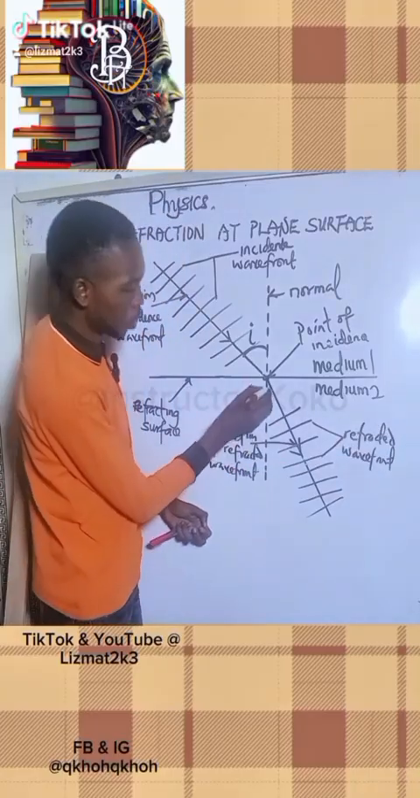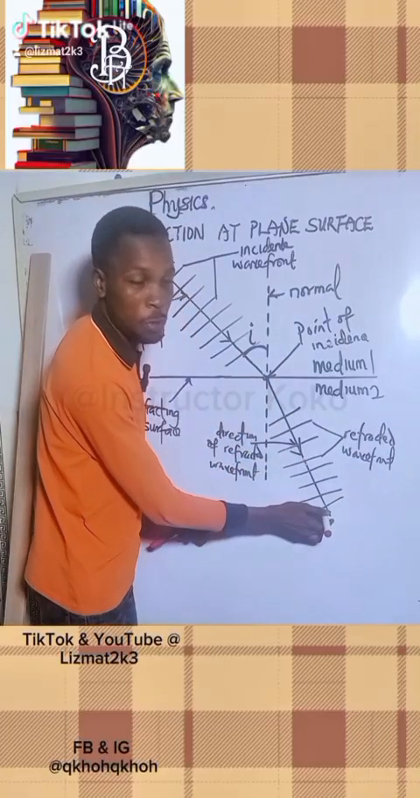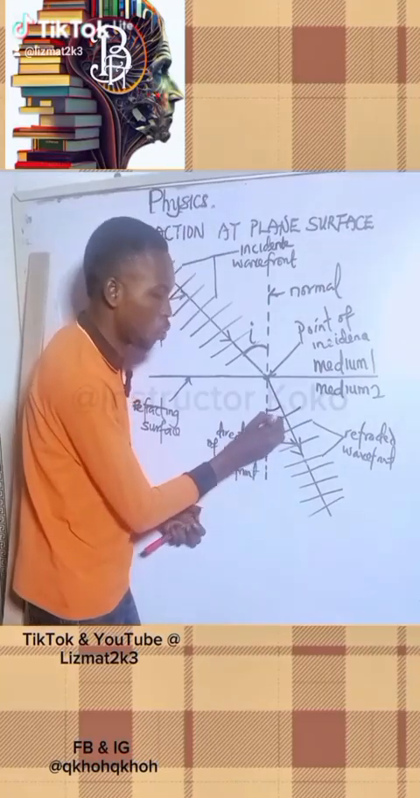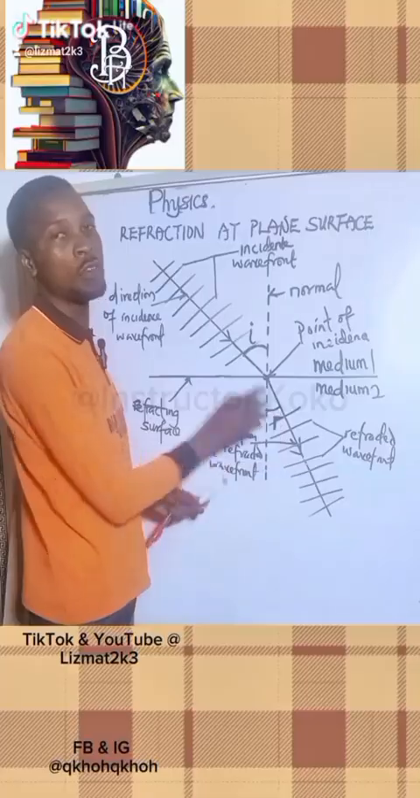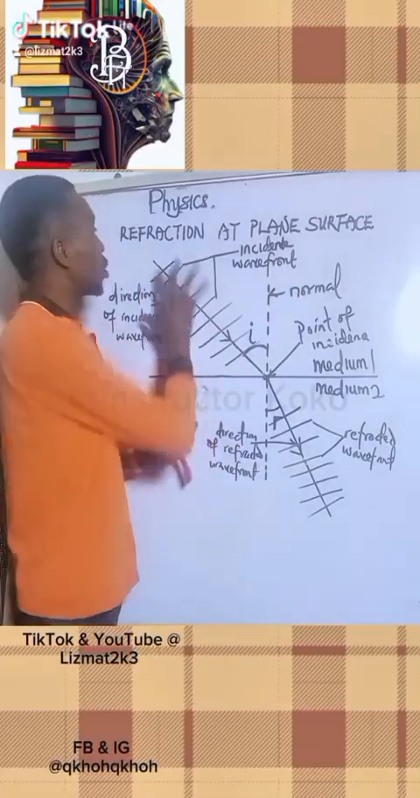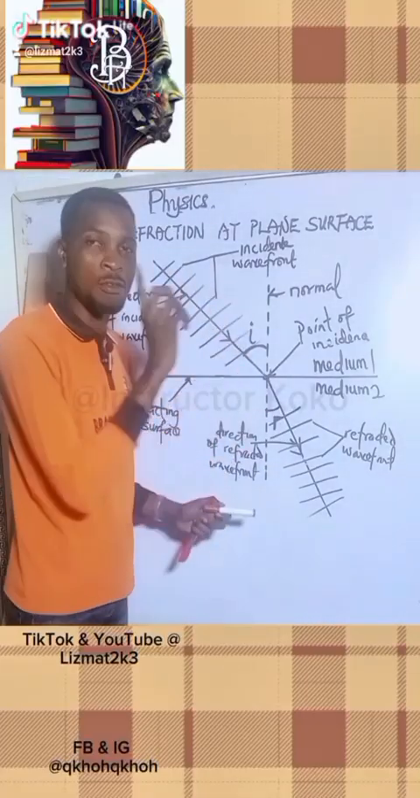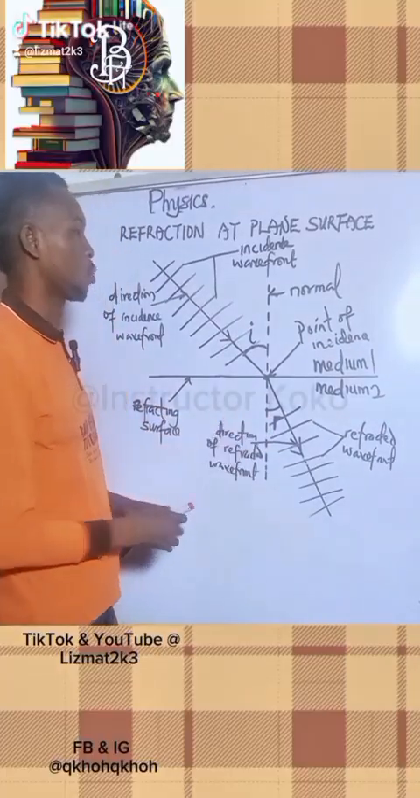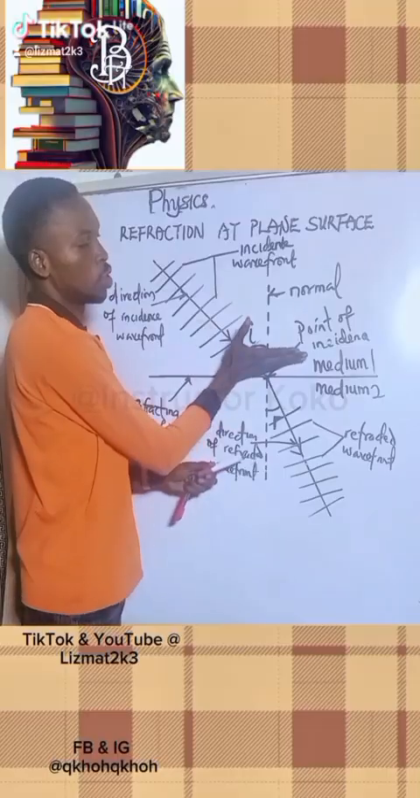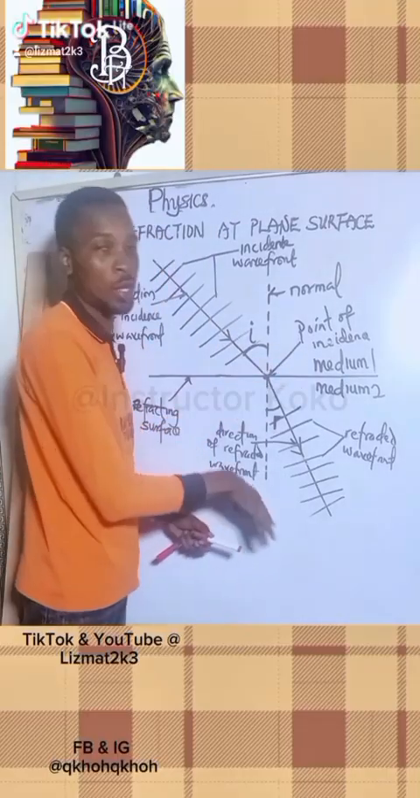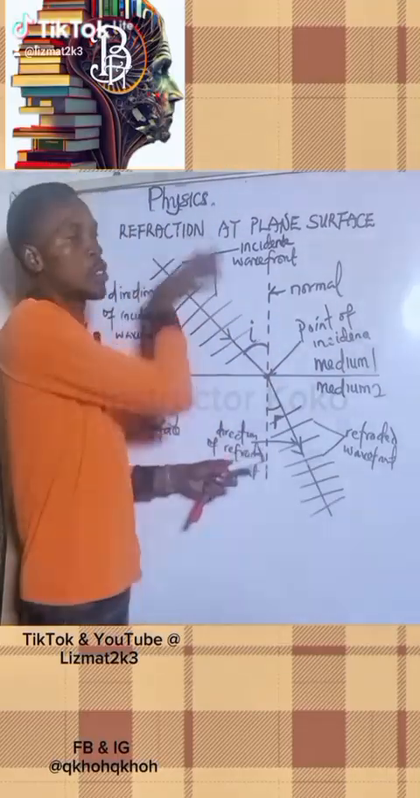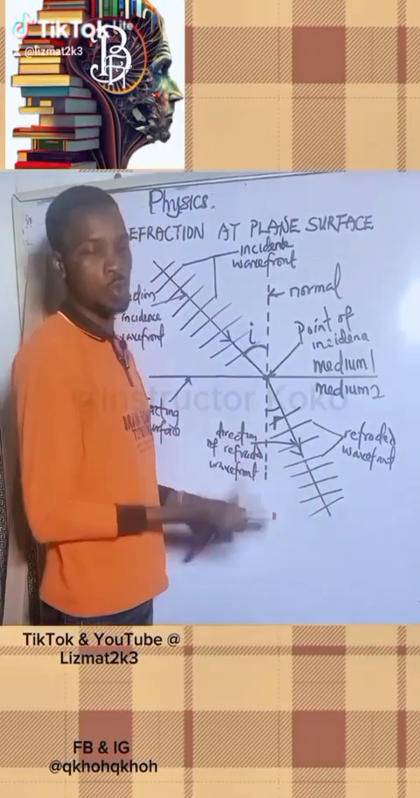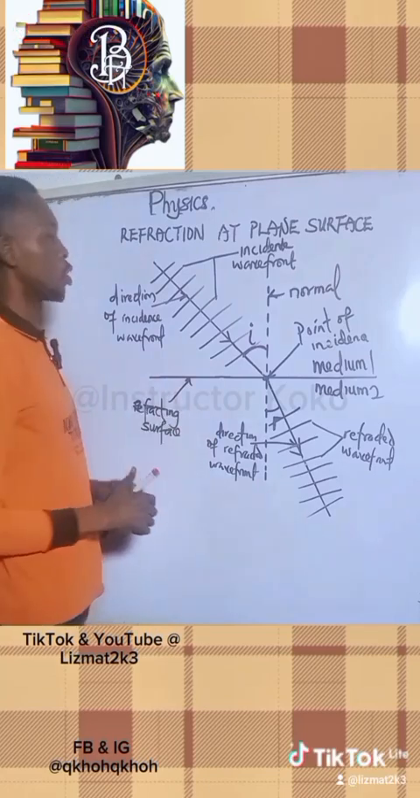Right. Now the angle between the line of refracted wavefront and the normal is known as angle of refraction. So here is angle of refraction. When you are dealing with refraction, these two angles are very important parameters, the angle of incidence and the angle of refraction. So this is medium one. We can call this the air, and we can call this the medium two, water. That means the wave is coming from air to water. Right. Having done this, of course.